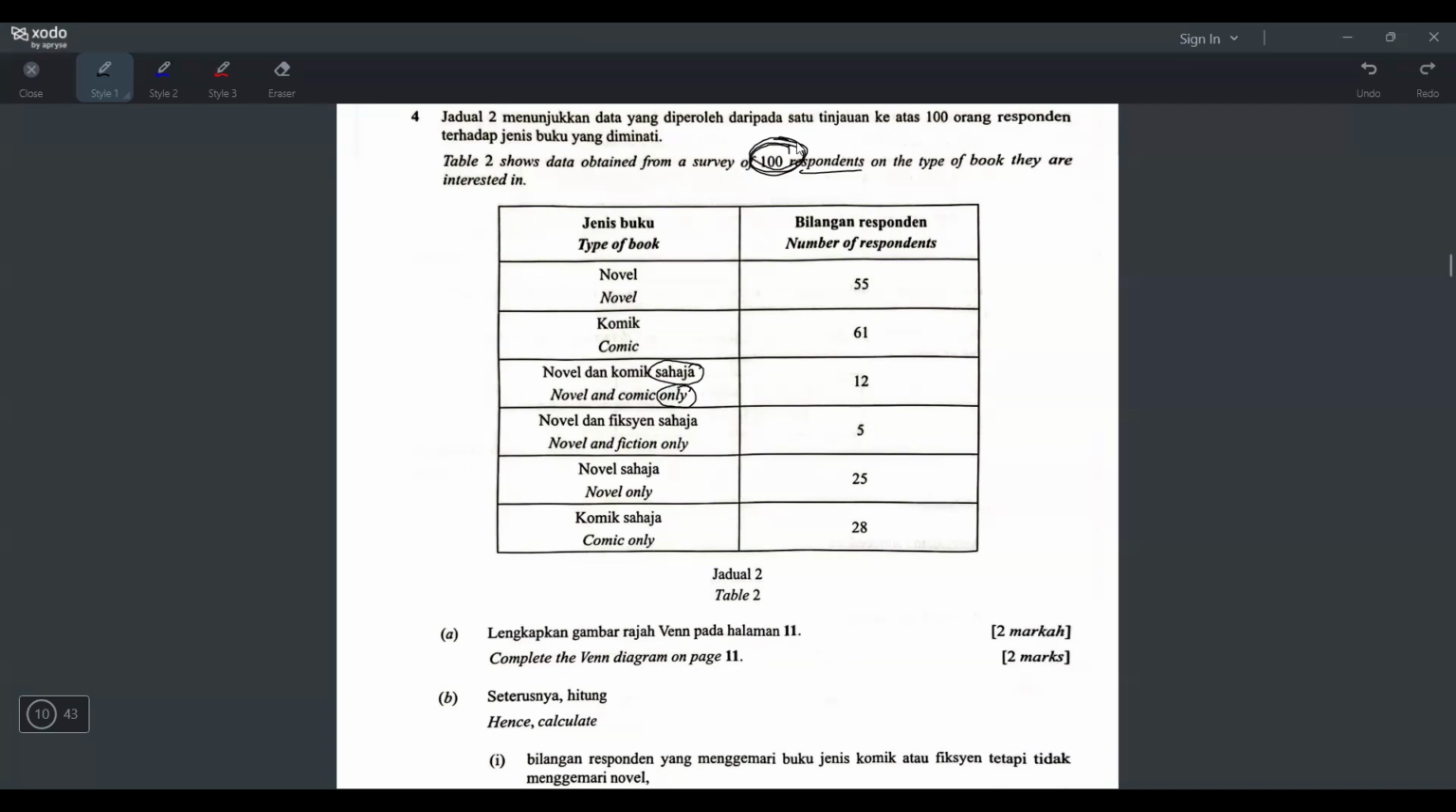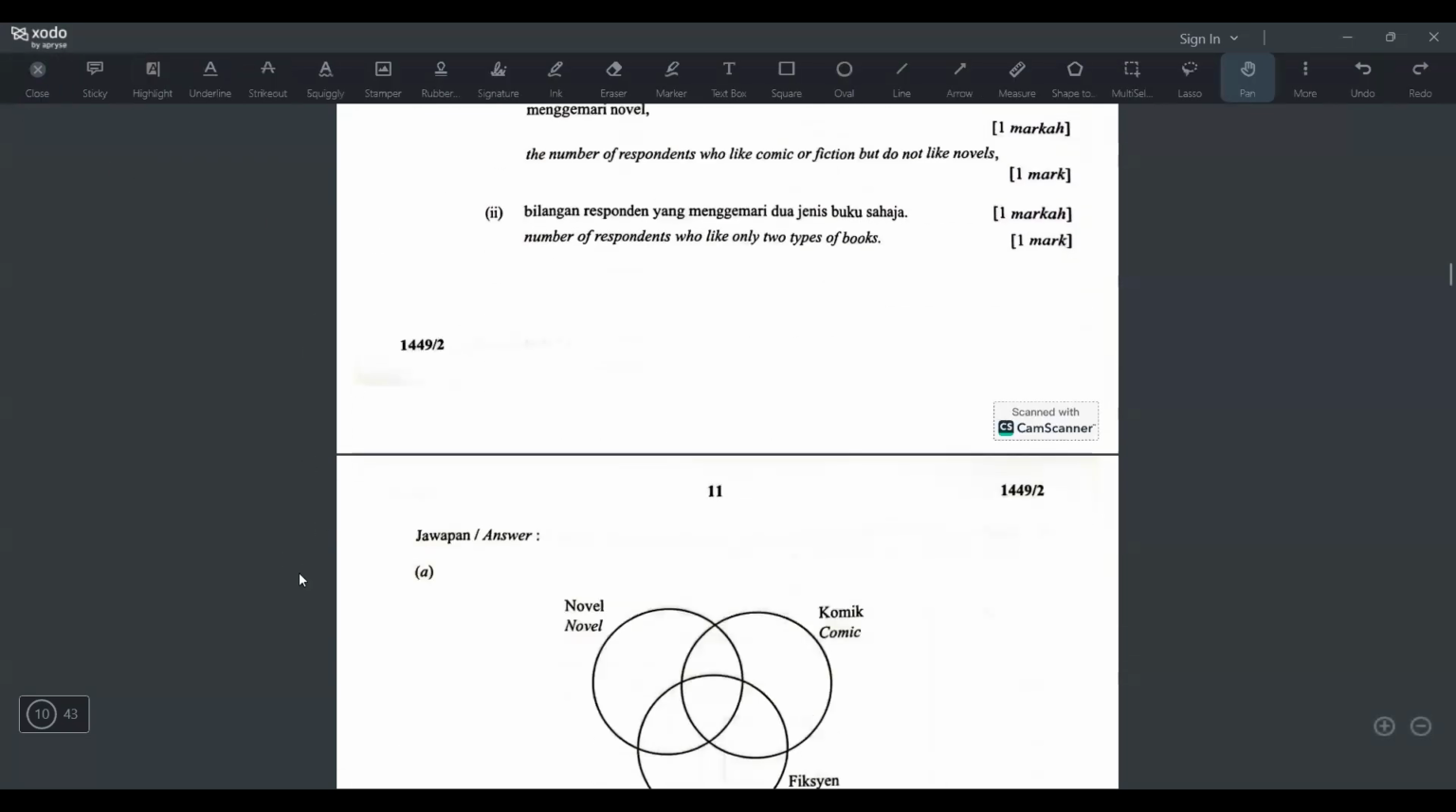But I already mentioned, right, this 100 will be important. You don't tell me something like, oh sir, all these numbers add together equals to 100. No, no, it's not like that. Because this 100 is the total. Okay, let me show you. Let's go to the diagram first.